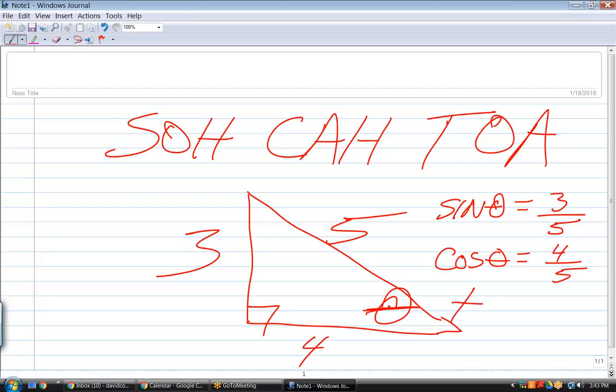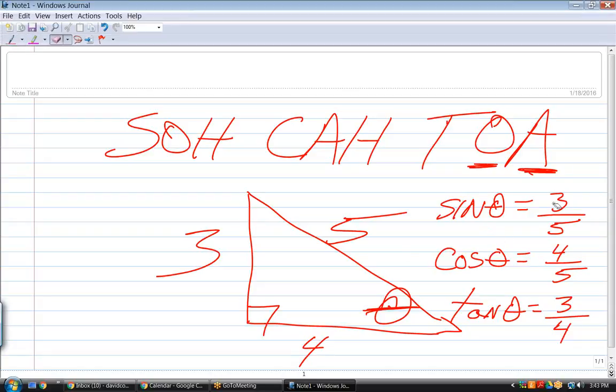And finally, the tangent of theta is what? What's the tangent of theta? 5? No, it's opposite over adjacent. 3 is the opposite. The adjacent is 4. Okay.